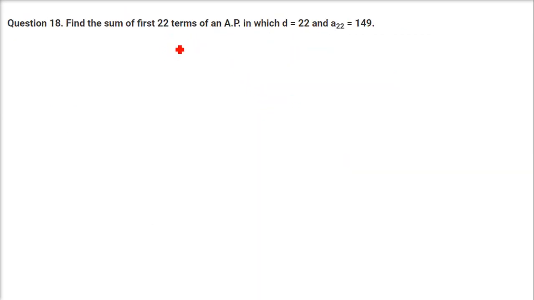Find the sum of first 22 terms of an AP in which d is equal to 22 and a22 is 149. So the sum of first 22 terms is this, d is this, a22 is 149. So let us use this one first. a22, that is a plus 21d, is equal to 149. d is given, so let us use d. a plus 21 into 22 equals 149.